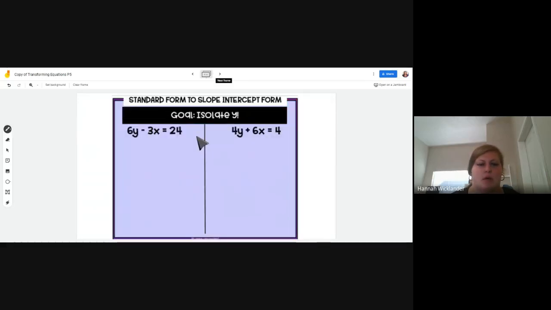Okay, so I want you guys to practice this one by yourself. So 6y minus 3x equals 24. Try and get it into a y equals form, and then type your answer in the chat. I'm going to put 3 minutes on the timer for you guys to complete it.